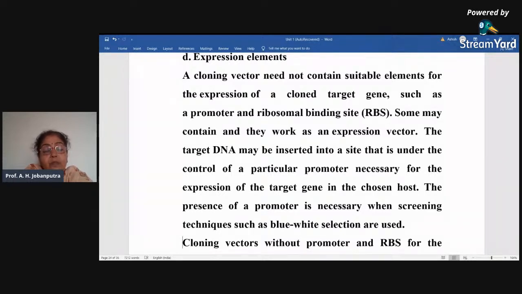Presence of promoter is very, very important. Without promoter, there is no possibility of the expression of that gene and you won't be able to detect it.